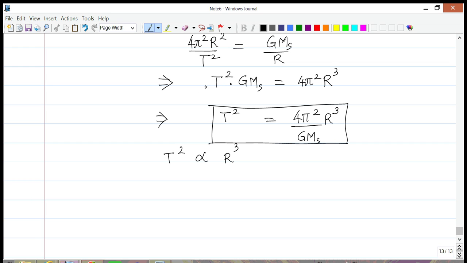If you know the radius, you can figure out the time period, or for a particular time period we can figure out the radius. So we can go back and forth between these expressions. Okay, that's it for this video.